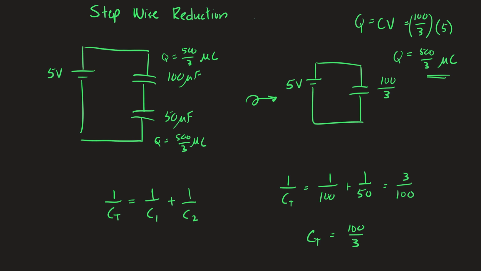Well, V equals Q over C, right? With that being said, I can divide both of the values of charge by the capacitance, and this should give me the number of volts on each capacitor. So 500 thirds divided by 100 is going to give me 5 thirds volts. And then 500 thirds divided by 50 is going to give me 10 thirds volts.